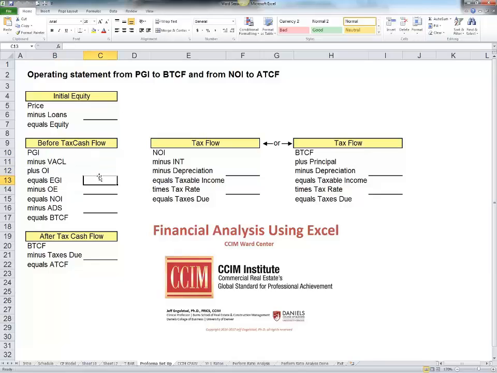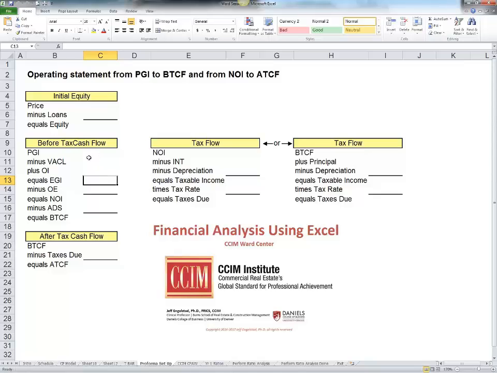Effective gross income is an important number because it represents all of the money that we take in within a year's time, with which or from which we're going to need to pay our operating expenses, our annual debt service, and hopefully provide us a return.